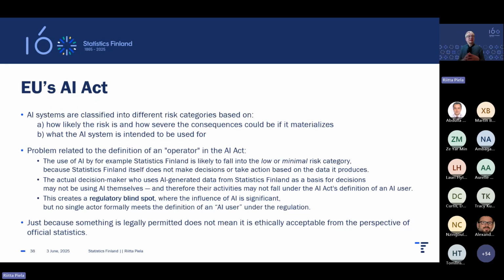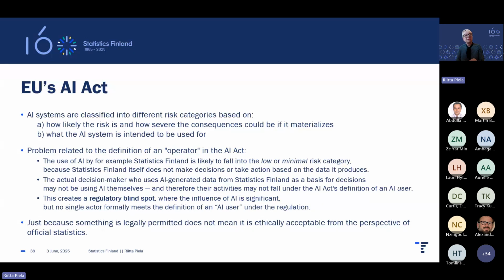In the EU's AI Act, the systems are classified into different risk categories based on how likely the risk is and what the AI system is intended to be used for. So I see there's a problem related to the definition of an operator in the AI Act. The use of AI, for example at Statistics Finland, is likely to fall into the low or minimal risk category, because Statistics Finland itself does not make decisions or take actions based on the data it produces.